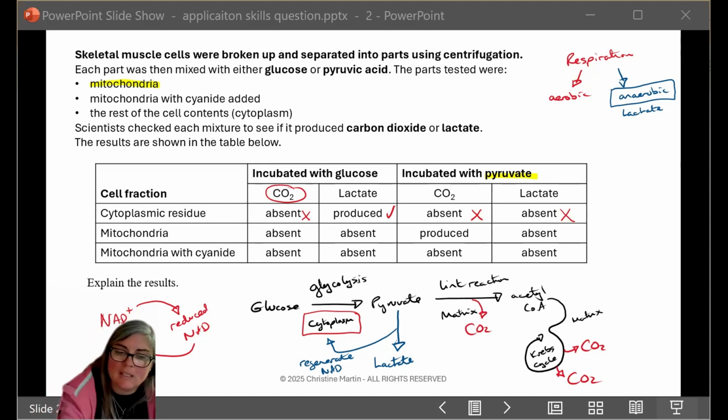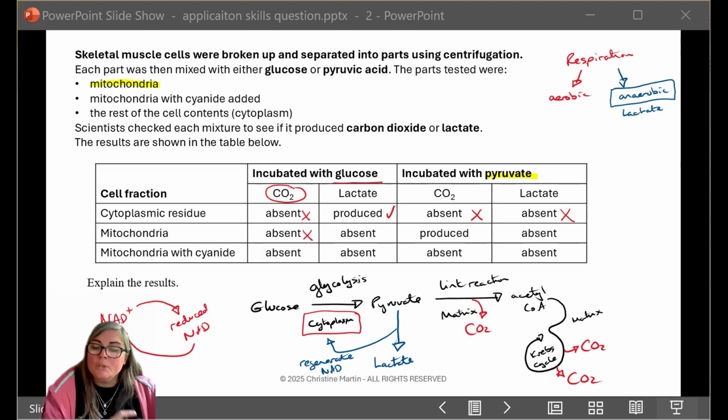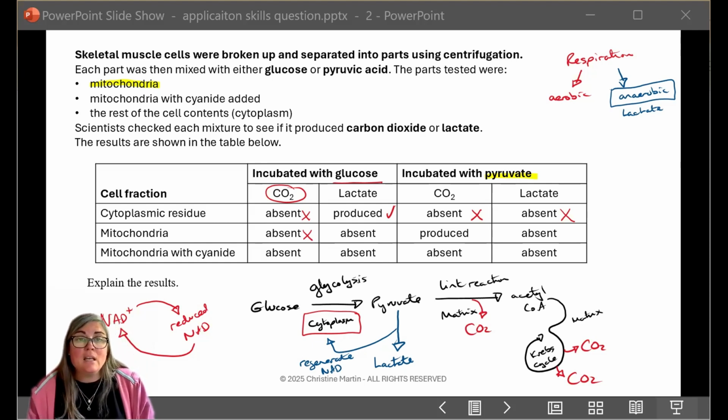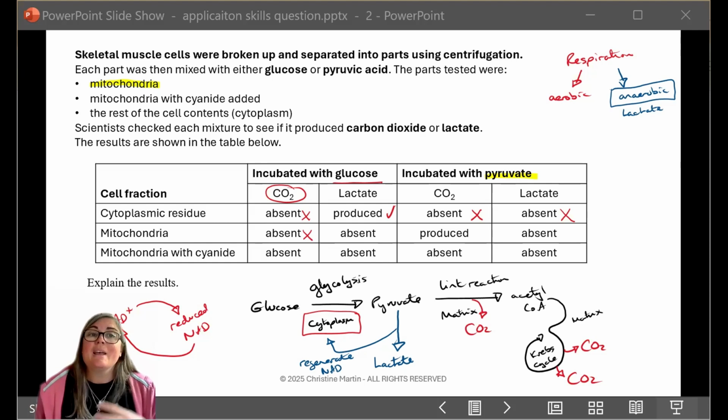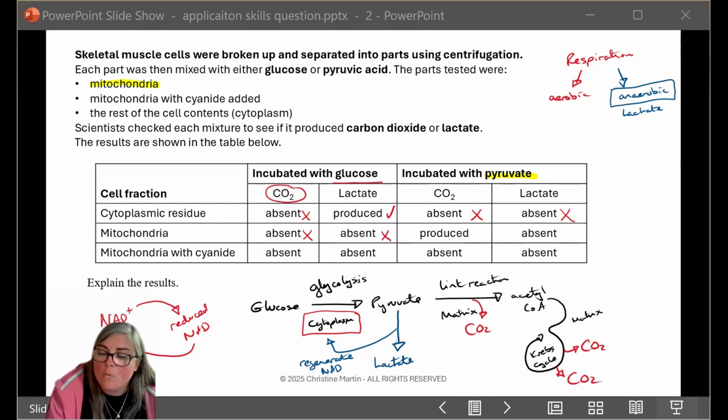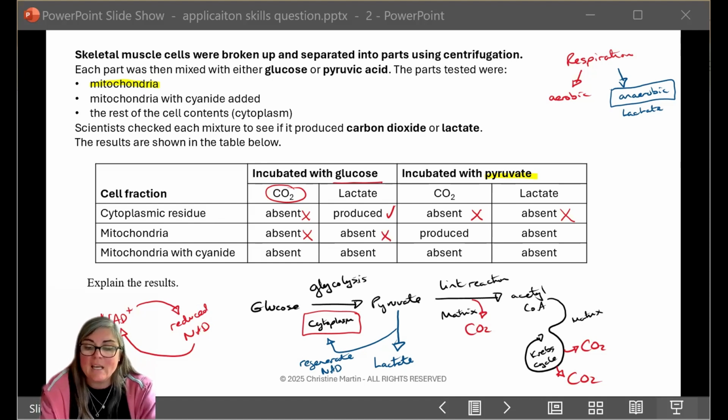Now let's look at the mitochondria then. So what can we see with the mitochondria? If it's incubated with glucose, then there is no carbon dioxide produced. That's because the glucose needs to be hydrolyzed down into the intermediate products through the process of glycolysis. So if there's no glycolysis happening, because we're already inside the mitochondria, we cannot metabolize the glucose into the necessary molecules. So that's why it's absent. And obviously, again, we have the absence of the lactate because the glucose hasn't been metabolized.